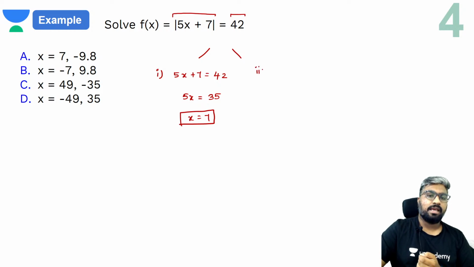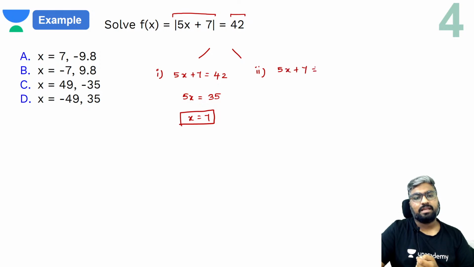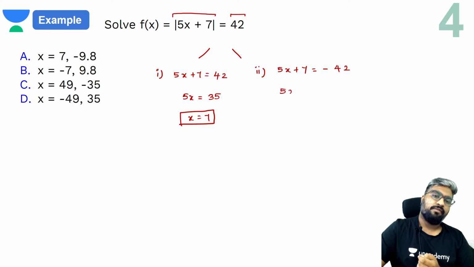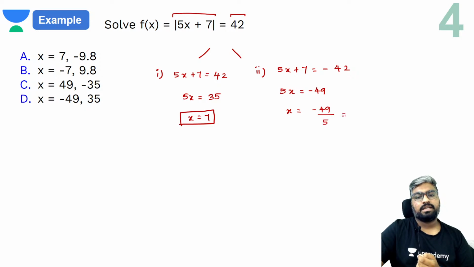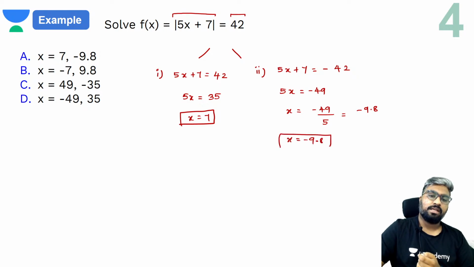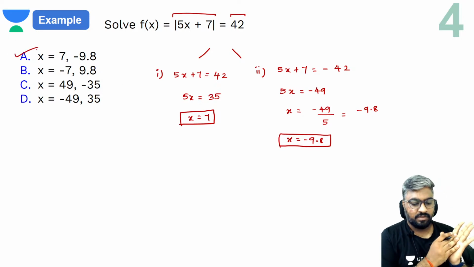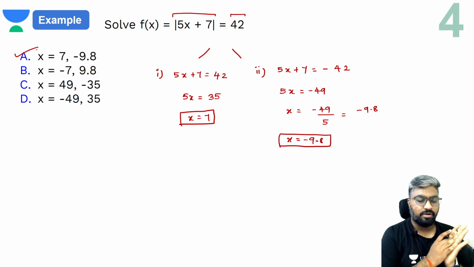What will be the other case? In the other case, your 5x plus 7 will take the negative value -42. So what happens? 5x is -7 minus 42, which is -49. x is -49 by 5, which is -9.8. So x can take either -9.8 or 7, which is option A. Very good, superb Shrey, Rishi, beautiful.